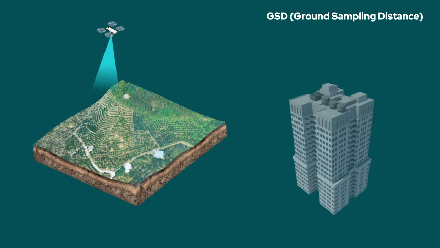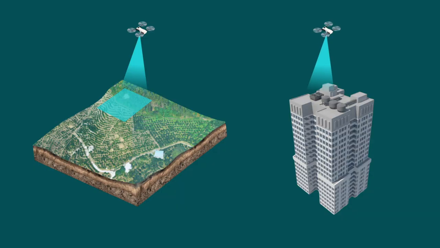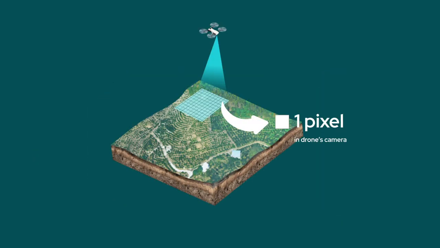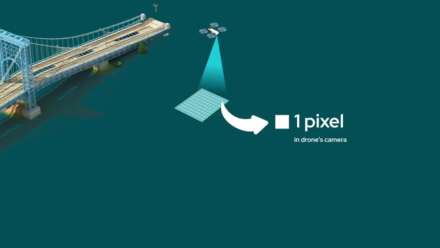And what that means is that as you're flying your drone to capture a certain area, whether it's a piece of land, whether it's a building wall, whether it's a roof, you've got to think about how much of that surface area you are capturing in every pixel of the drone's camera.